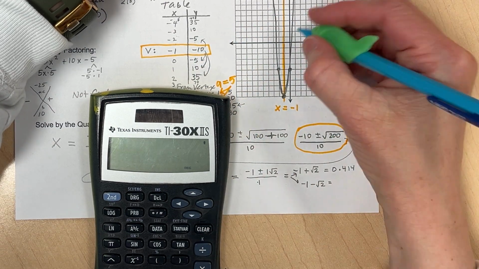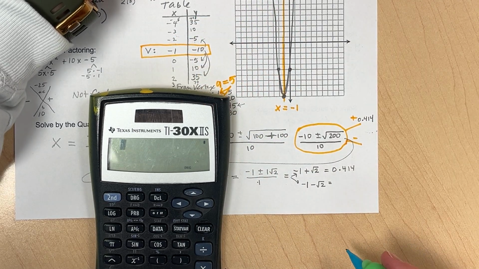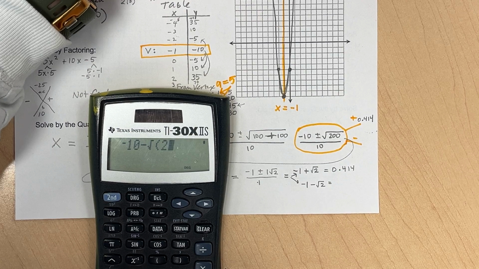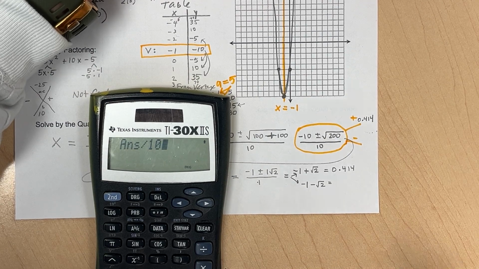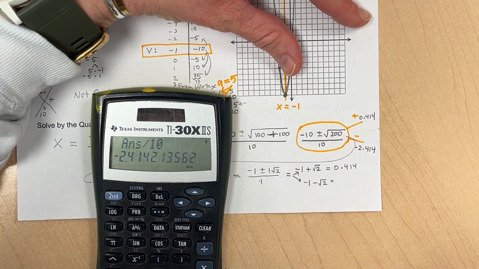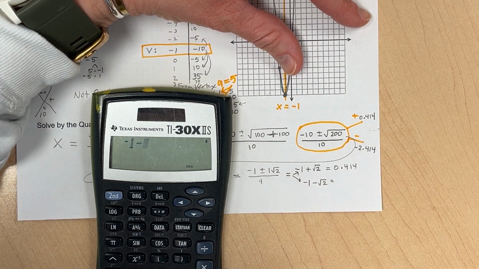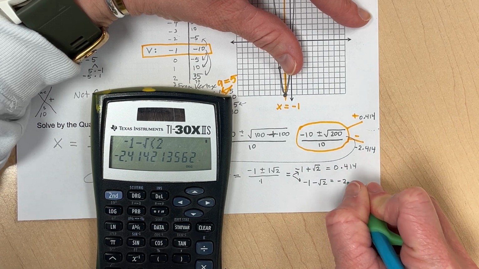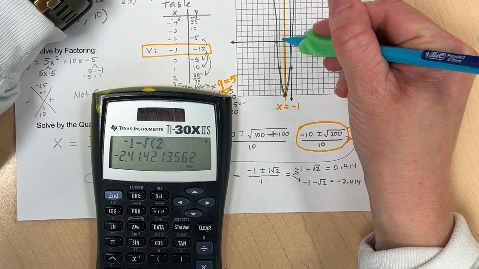Okay, now I'm going to get my second solution. It looks like it's going to be in between -2 and -3. That's what I'm anticipating. So -10 minus the square root of 200. Again, you have to hit enter for the numerator and then divide by 10. I get -2.414. I should get the same thing for when I had simplified my fraction, -1 minus the square root of 2. Notice how I got the exact same answer, -2.414, which is about exactly where I had been thinking, in between -2 and -3.